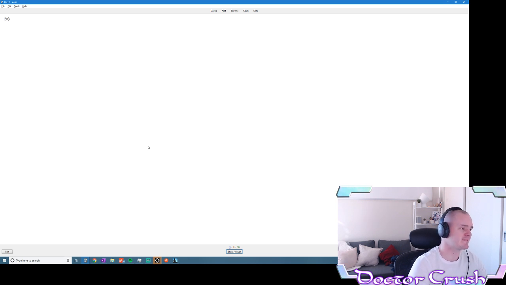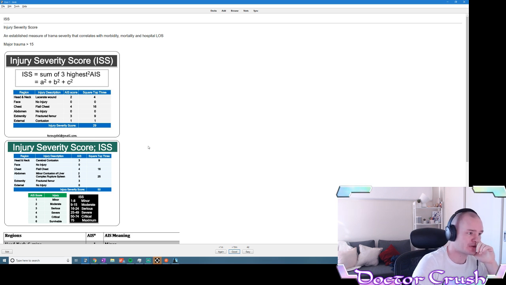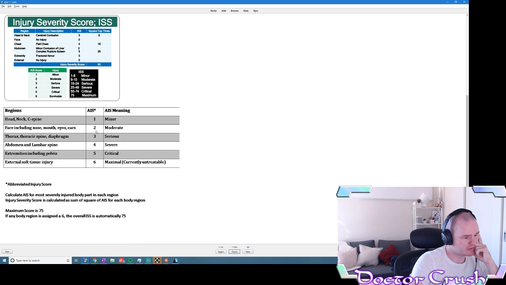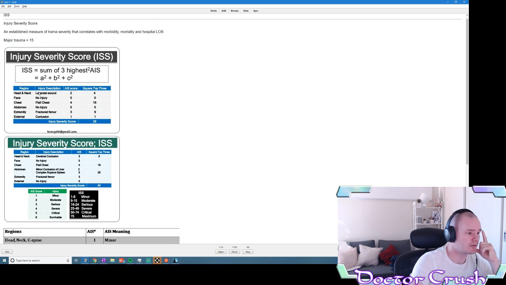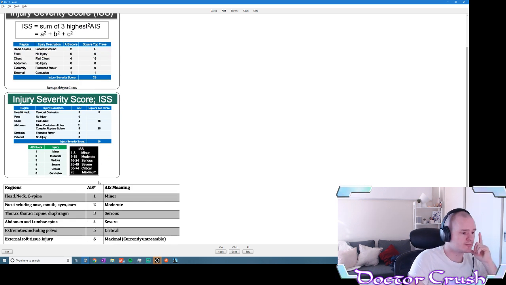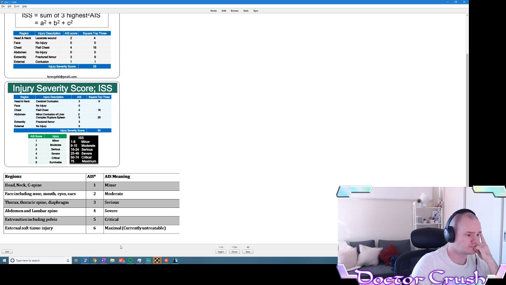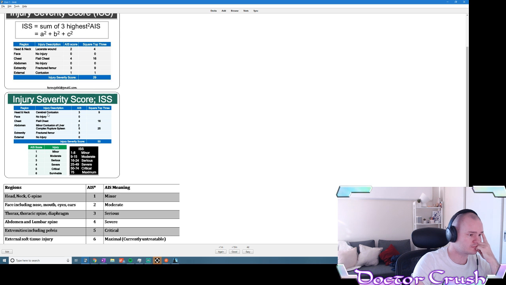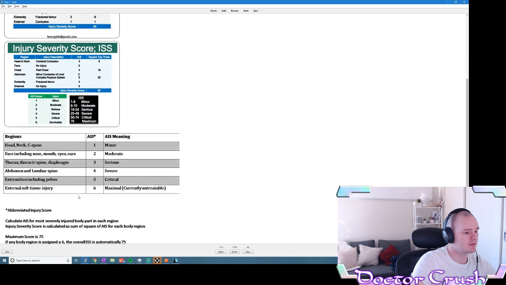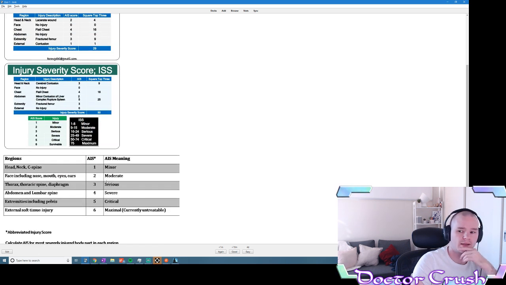ISS. What is ISS? International Space Station. Injury severity score. It's an established measure of trauma severity that correlates with morbidity, mortality, and stay in hospital. Major trauma is more than. I've never heard of this before. I don't deal with much trauma though, so that's probably why. Head and neck. So you look at each region of the body, and then you look at severity of the score. If you crushed someone's head, it would be a 6. Untreatable.